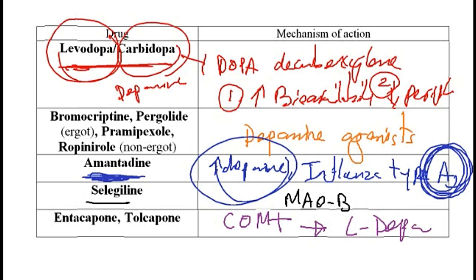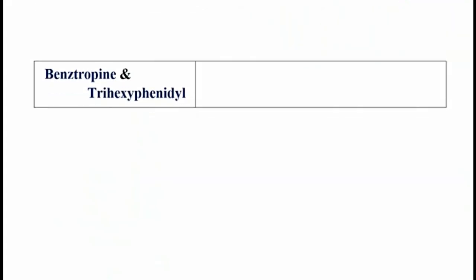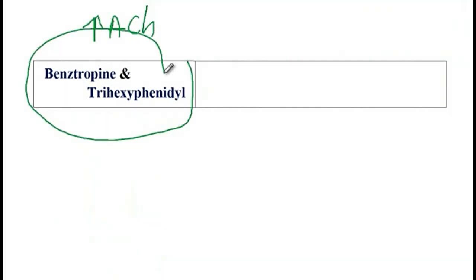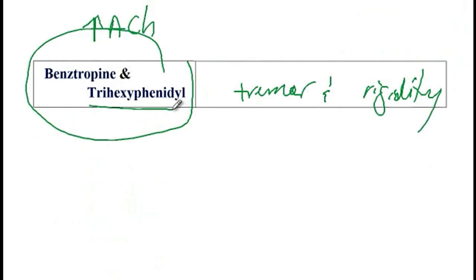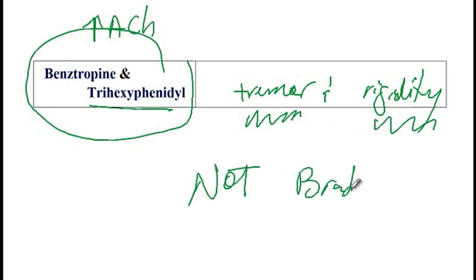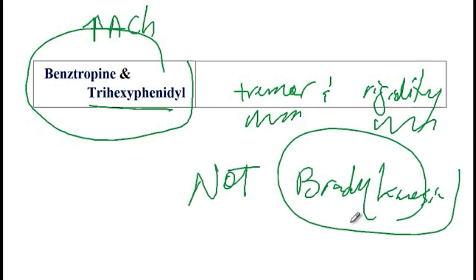Now, I mentioned that patients with Parkinson's disease have increased activity of acetylcholine, and thus anticholinergic medications are also used to treat the tremors and rigidity in these patients. So benztropine and trihexyphenidyl, which are antimuscarinic agents, can be used to treat resting tremor or cogwheel rigidity, but they are not effective against bradykinesia. So for bradykinesia, you will have to directly address the loss of dopamine in these patients. And that concludes our discussion.